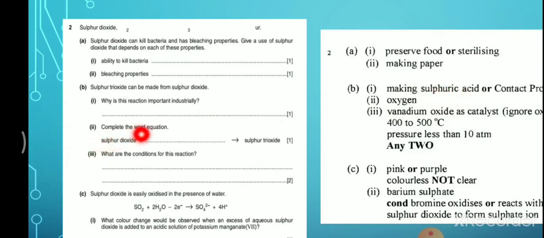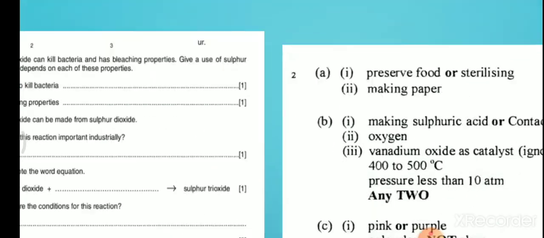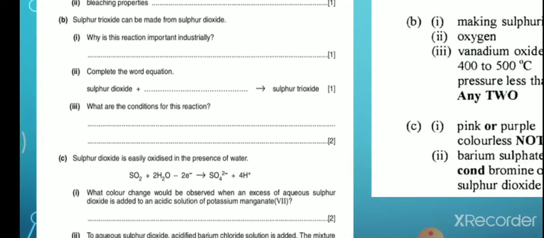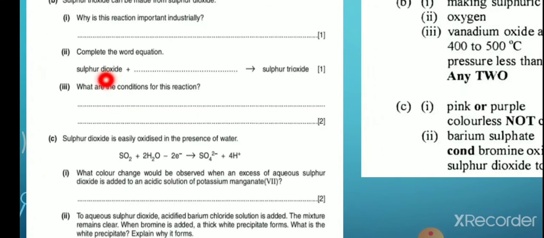Next question, complete the word equation. SO2, that is sulfur dioxide, plus dash gives SO3. So obviously it is oxygen. We should write oxygen here. Next, what are the conditions for this reaction? This is the contact process, which requires a catalyst. Which catalyst? Vanadium pentoxide, and temperature about 450 degrees Celsius. If you want you can mention pressure below 10 atmosphere.